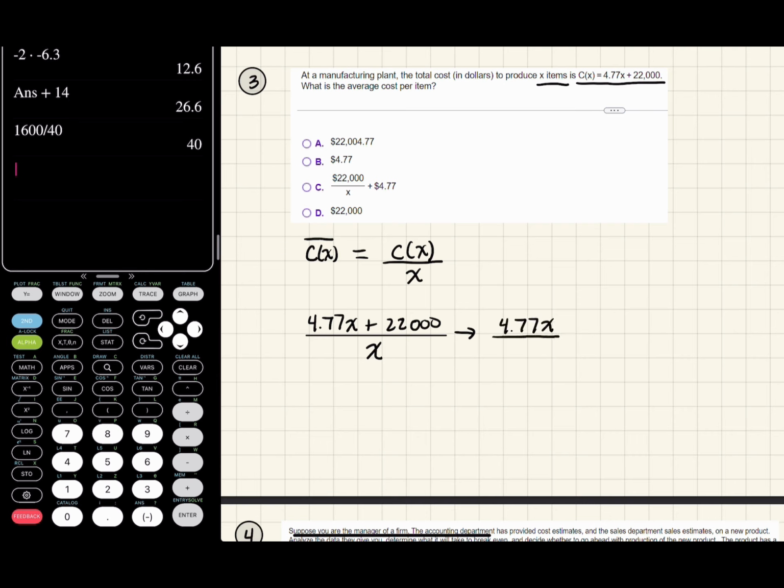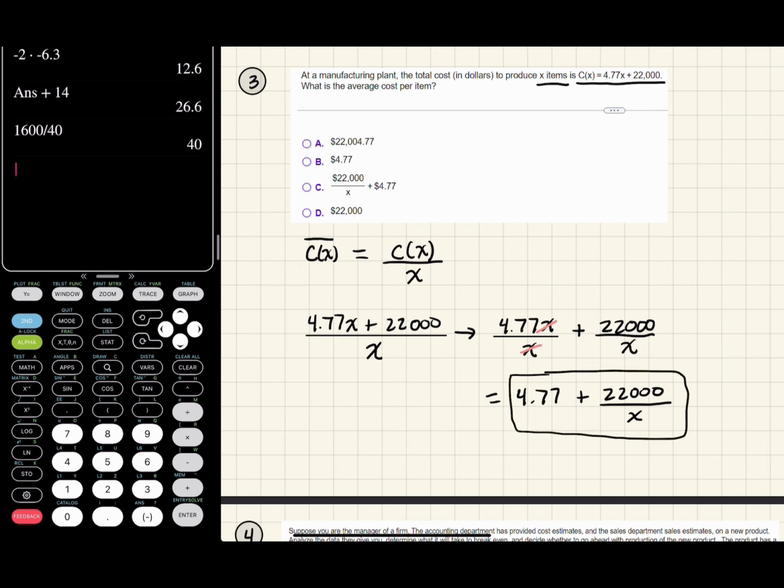4.7x over x plus 22,000 over x. These x's will cancel, leaving us with 4.7 plus 22,000 over x. And that'll be our average cost. And it looks like the only one that matches is this one right here, so that would be C.